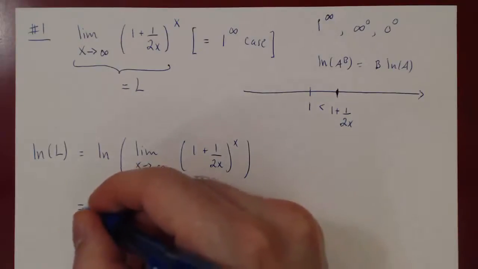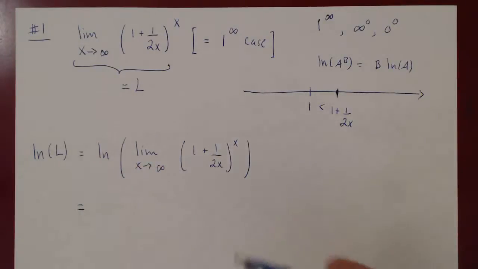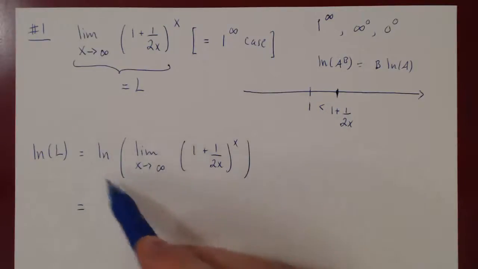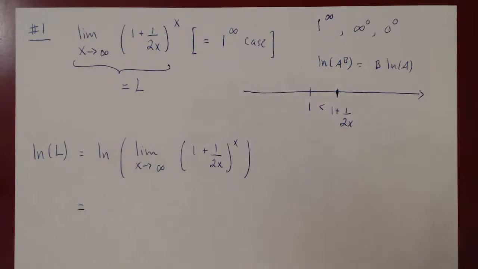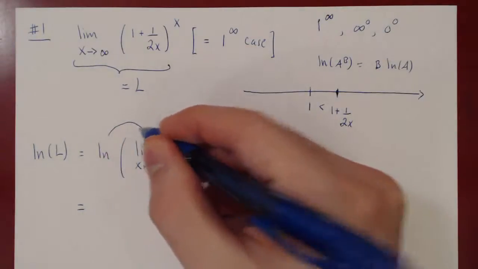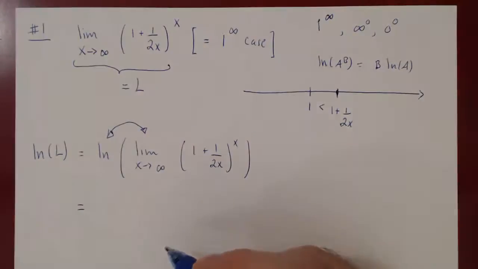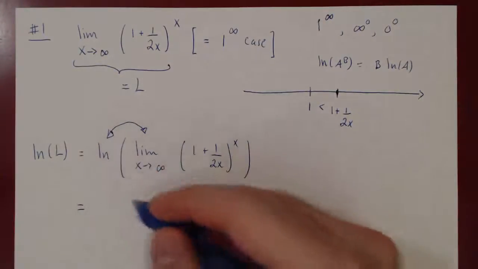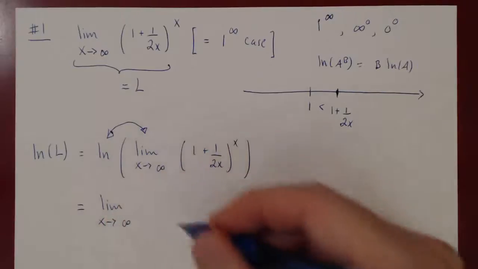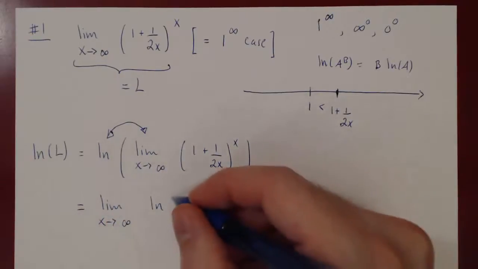And because the ln is continuous, remember the property of continuous functions. A function of a limit is the limit of the function as long as the function is continuous. So by continuity of ln, we can interchange the function and the limit. So ln of the limit will simply be the limit of the ln of the expression.